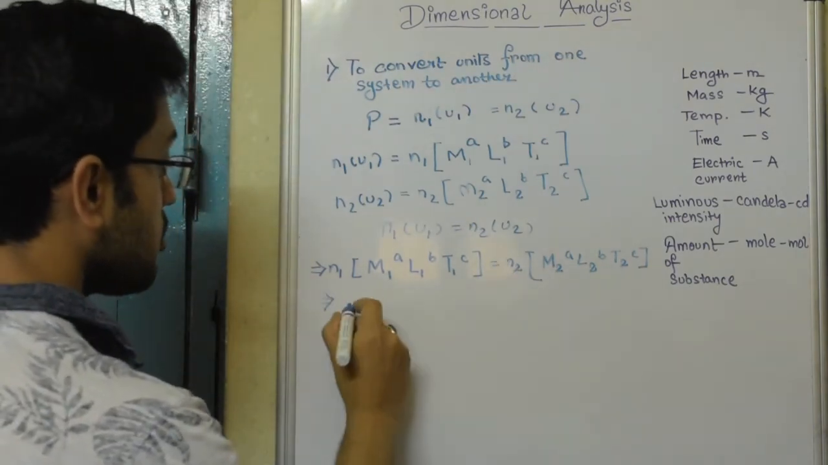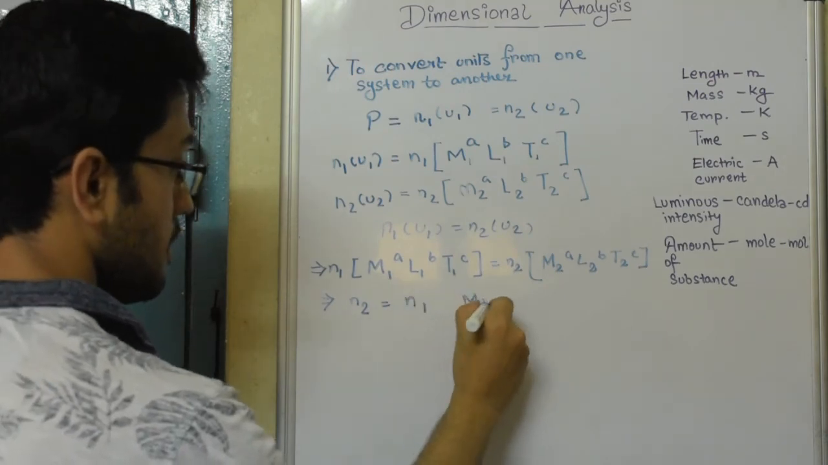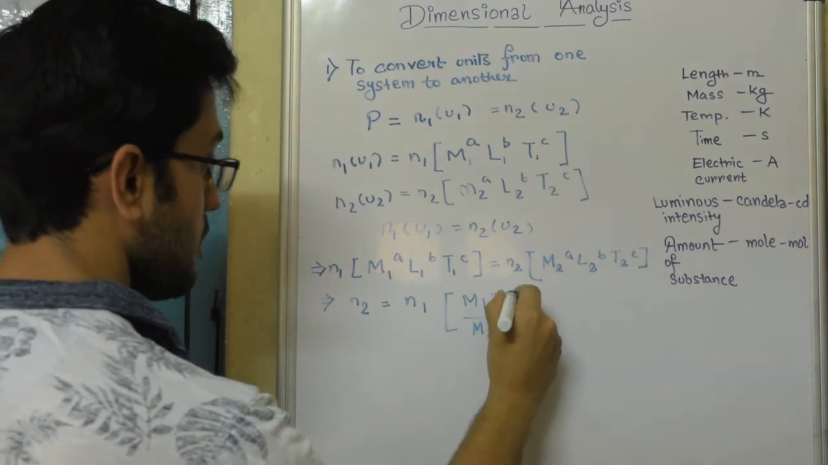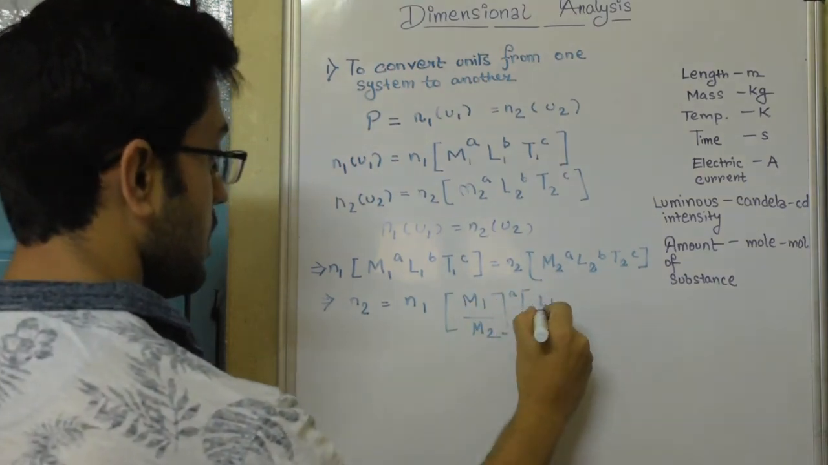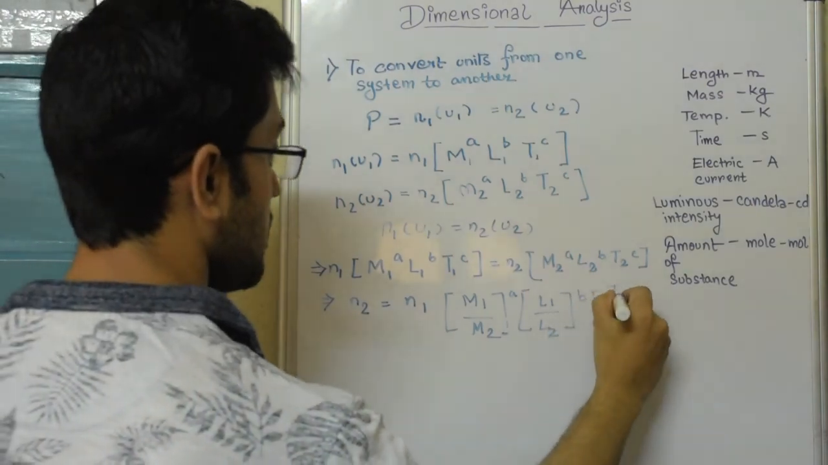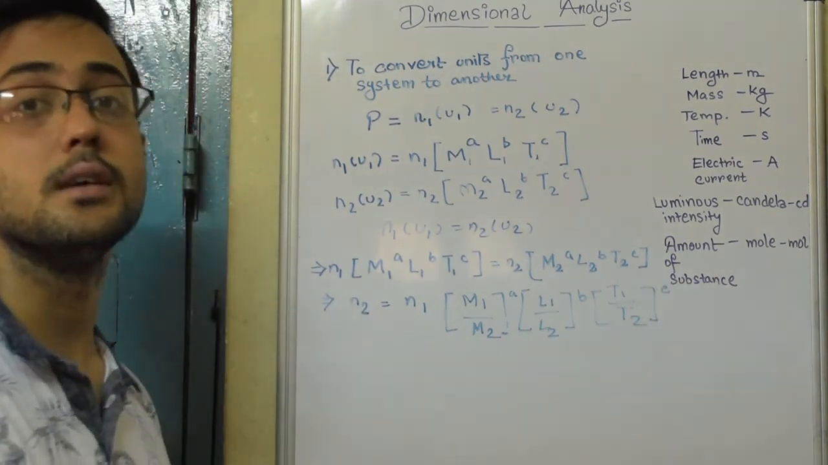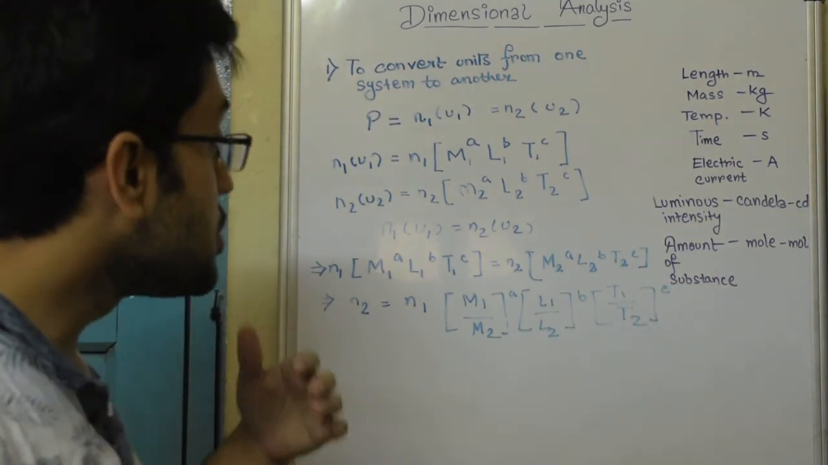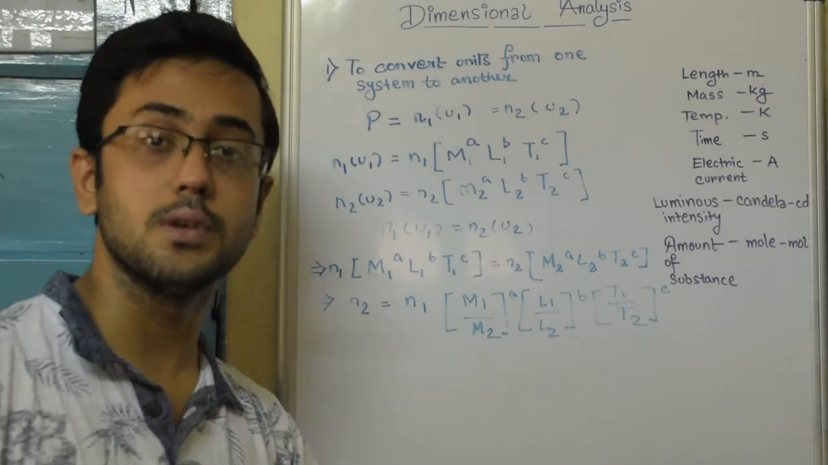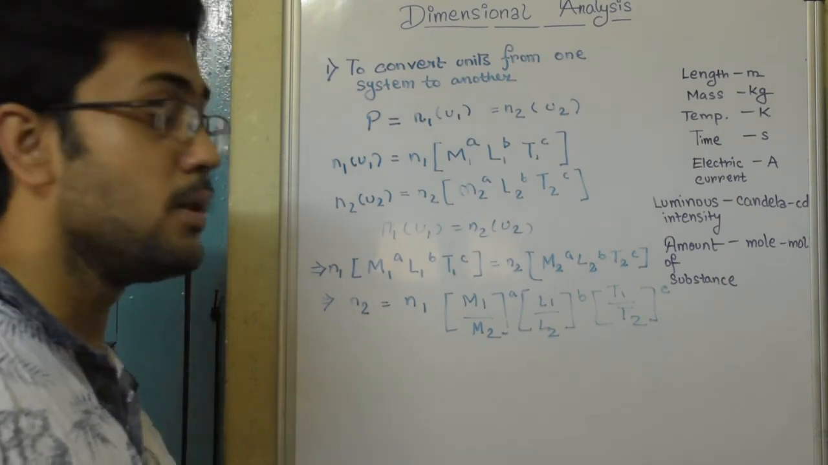Therefore, if I make N2 the subject, N2 is N1 times M1 divided by M2 to the power A, L1 by L2 to the power B, and T1 by T2 to the power C. This is the general manner in which we can convert one system of units into another. When we do an example of this kind, it will be even more clear to you.